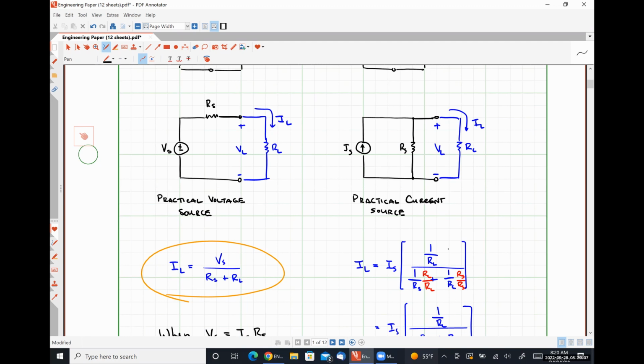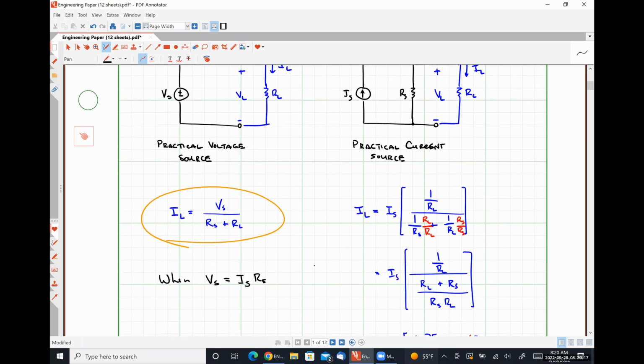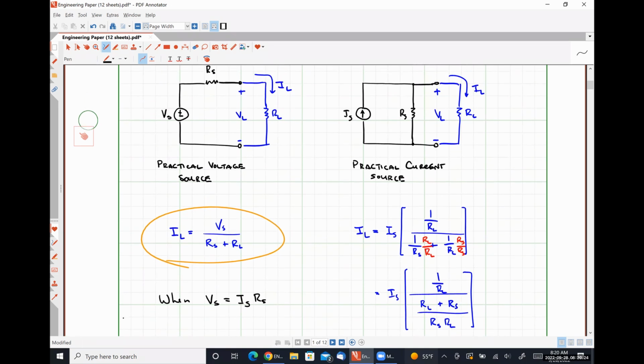On the left-hand side, this would be using voltage division. On the right-hand side, it would be using Ohm's law, and we would find out that VL would be equal for the left-hand case and the right-hand case under this exact specific criterion as well. So whenever VS is equal to IS times RS, a practical voltage source and a practical current source are electrically equivalent, which means we can interchange them. This is a circuit analysis tool that we can use to potentially simplify circuits, okay?